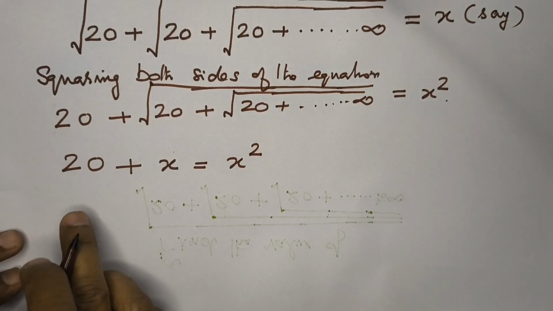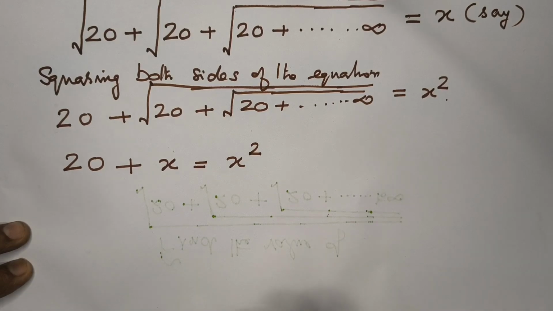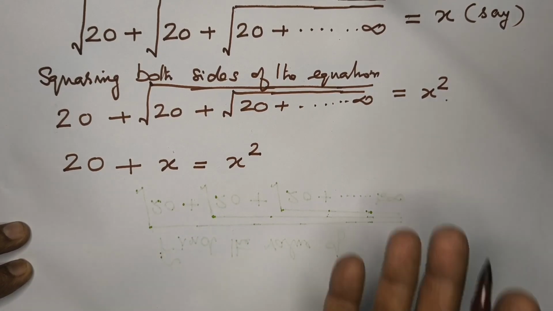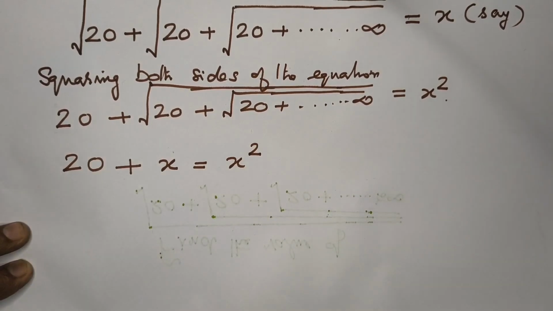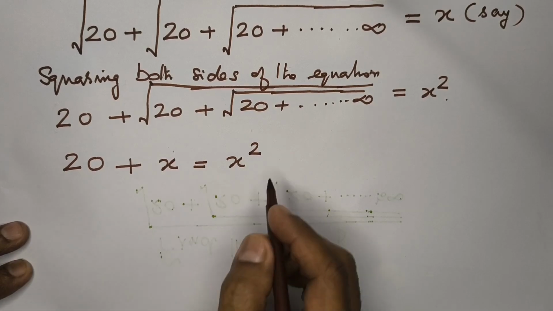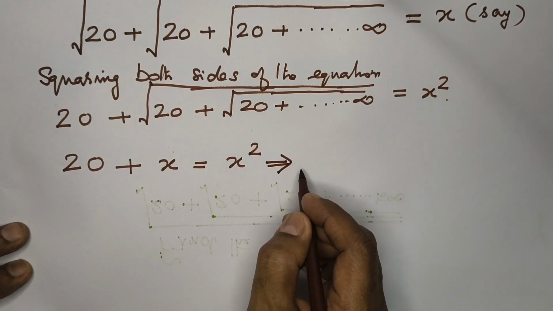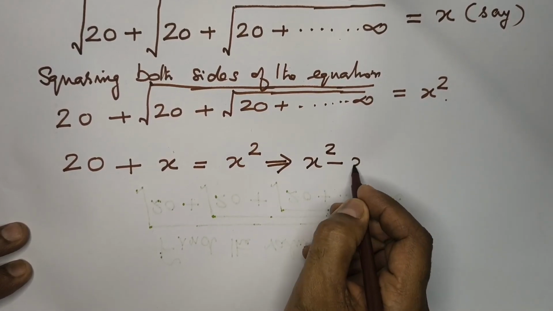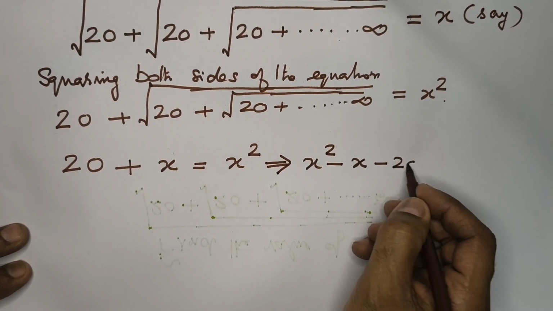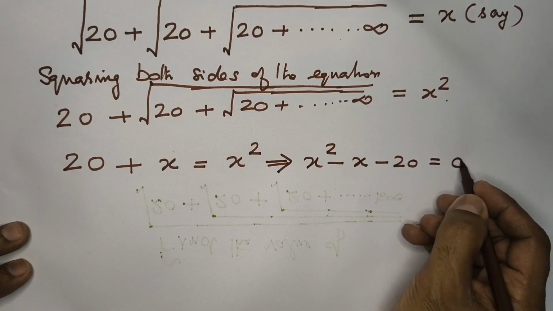Now, if you solve this quadratic equation, you will get the value of x, and that will be the value of the given infinite series. Now, let me rearrange the terms here. You can write this as, take 20 and x to the right side. You will have x squared minus x minus 20 equal to 0.